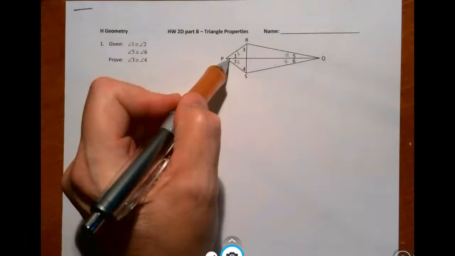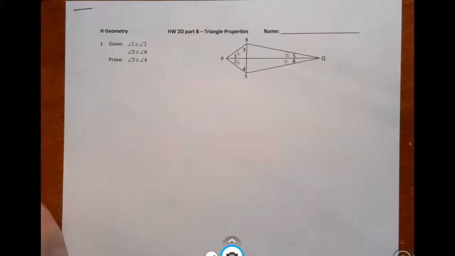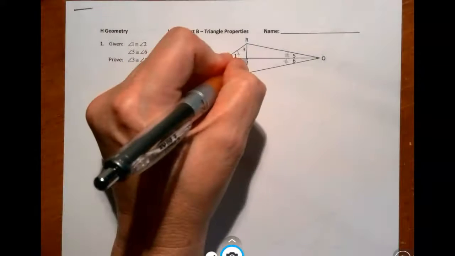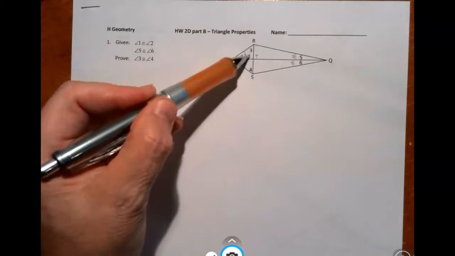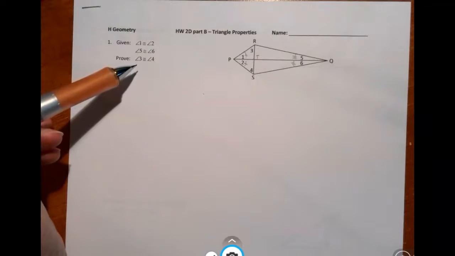So that's going to get us triangle PRO congruent to triangle PSO. And then therefore all of their corresponding parts will be congruent. So I will then be able to say that PR is congruent to PS. And I'll label this point right here, we'll call this T. And that PT is congruent to PT. And then that'll allow us to get this triangle PRT congruent to triangle PST. And then we can get angle 3 congruent to angle 4 by corresponding parts.